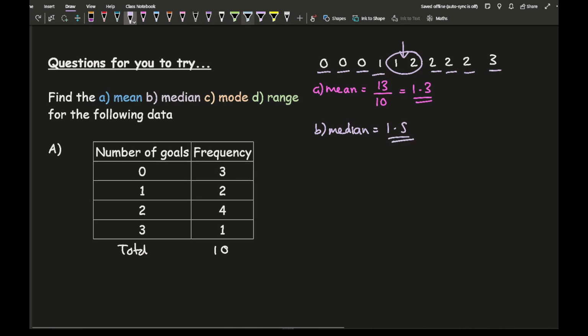Then for the mode, let's pick a colour. Let's go for red. So for the mode, it's the case of which number appears the most.